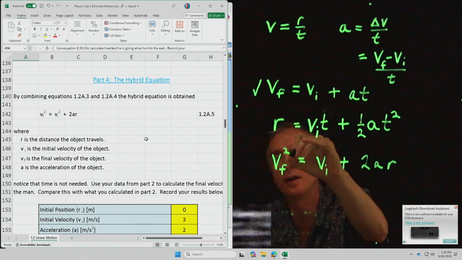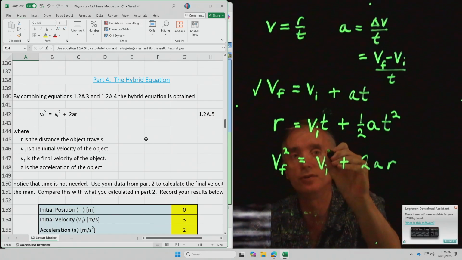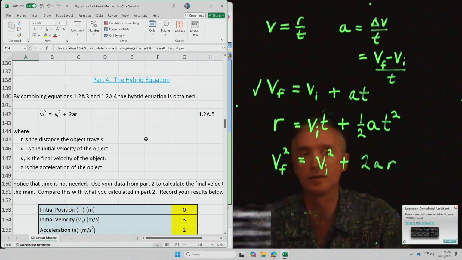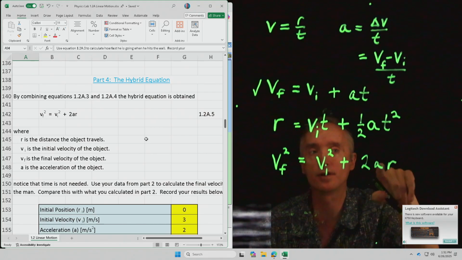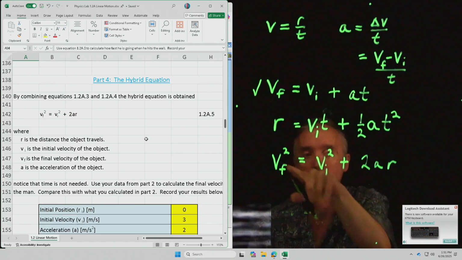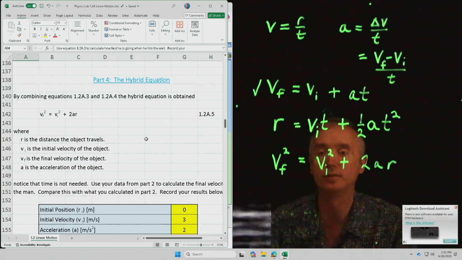So your final velocity squared has got to be equal to your initial velocity squared, and then it depends on your acceleration and the r. So do you see it doesn't have the letter t in it? Sometimes this is a very useful equation when you're not told what the time is in the word problem.